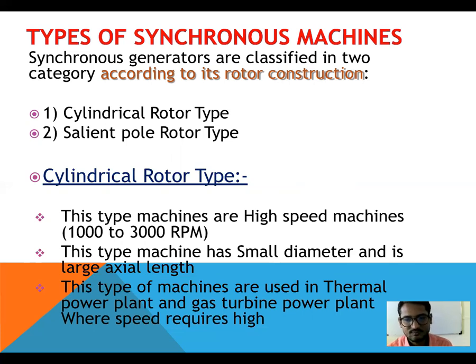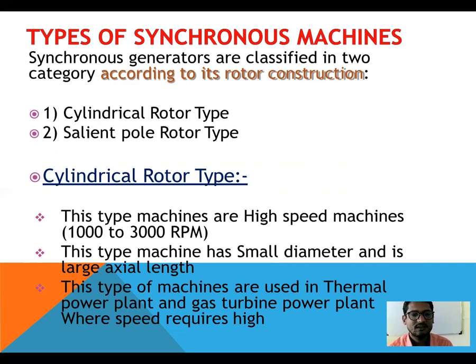This type of machine has a small diameter and large axial length. The rotor is cylindrical in nature with slots. In these slots, field windings are placed. The unslotted portion of the rotor forms the pole faces. Cylindrical rotor machines have a small diameter and long axial length. These are used for high-speed machines.